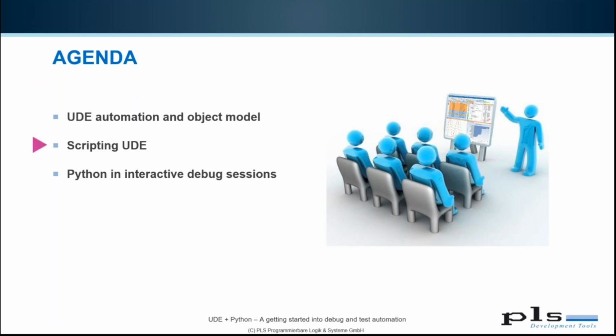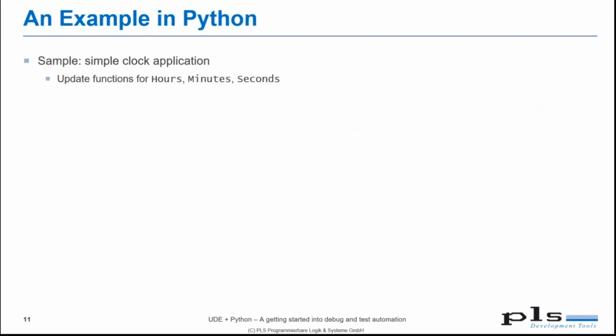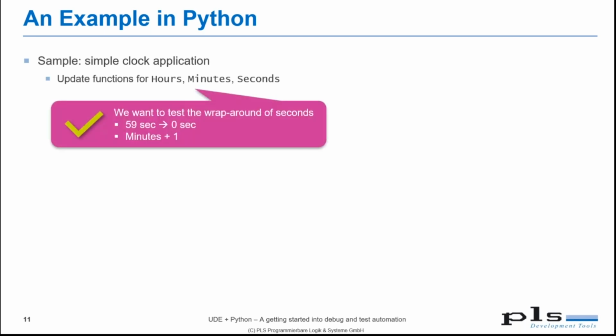Okay, now we know about the principles and how the help looks like, and that can be used to write our first script. What we want to do here in the script is to run a quick test for a simple application. The application is a simple clock, so we're counting seconds, minutes, and hours, and we want to test the wrap around when a minute is up. So we expect the seconds are reset to 0 and the minutes are incremented by 1.